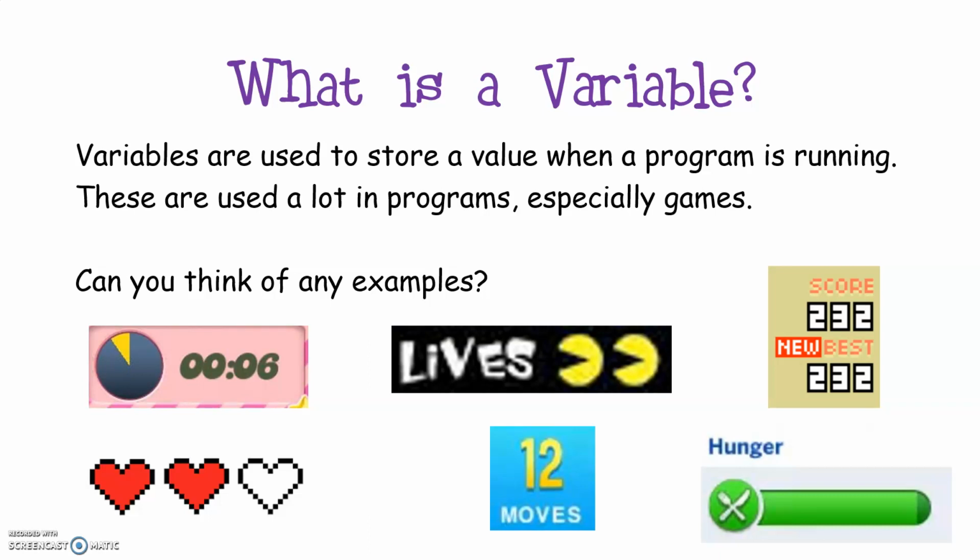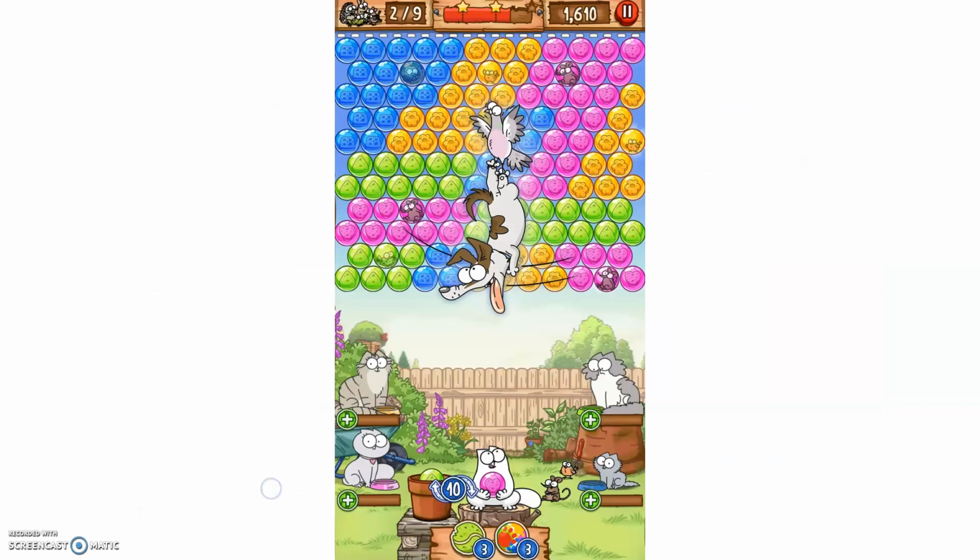Okay, so they're used for all different types of things, and as you can see, they're shown in all different types of ways. Here's an example of a game called Pop Time that I often play. It's based on Simon's Cat, which is a cartoon character, and there are loads of examples of variables here. So I just want you to have a look around the screen, pause the video, and have a little think about where you can see variables being used within this program.